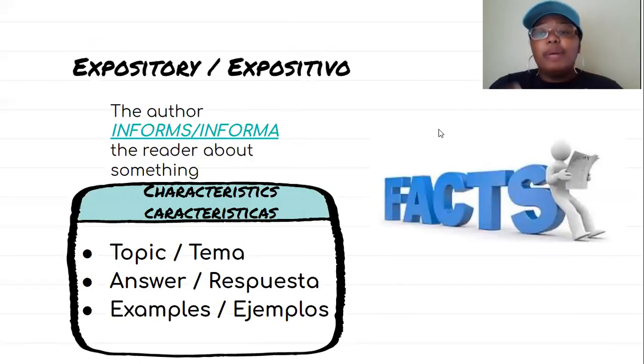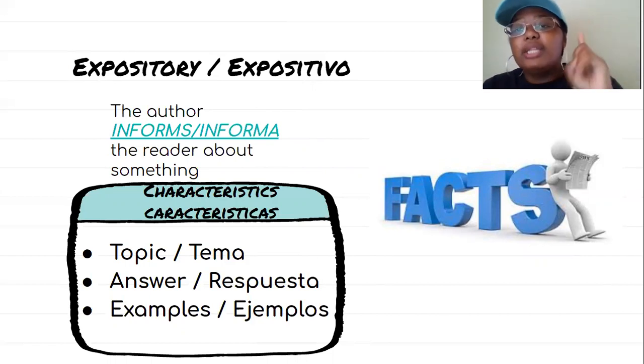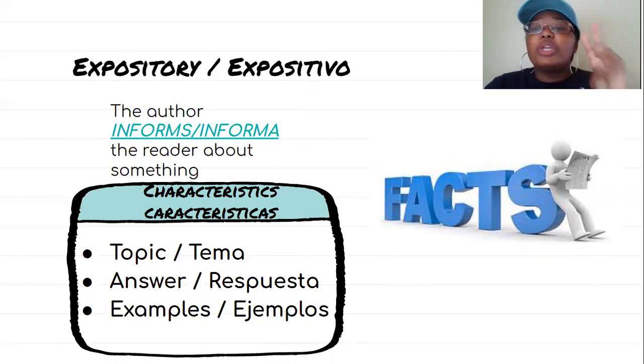Then we have our expository essays. Our expository essays inform the reader about something. Our characteristics of our expository essay is that we have a topic, tema, our answer, respuesta, our examples, ejemplos. Those are the things that we need to create an expository essay.